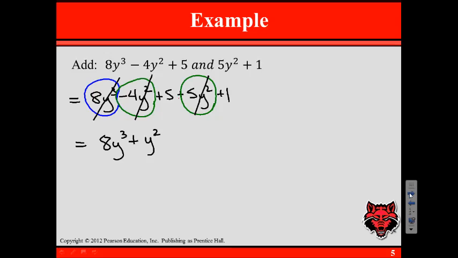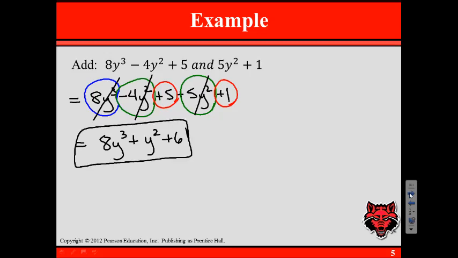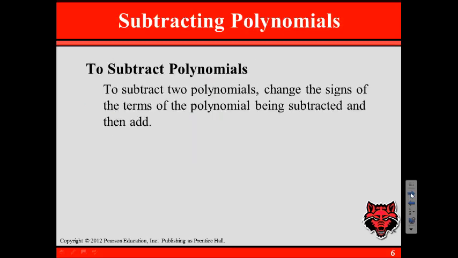As we continue, we have a 5, which is a constant term, a 1, which is also a constant term, and 5 and 1 will add together to give us 6. And at this point, we are finished. Similarly, to subtract polynomials, we will first change the signs of the terms of the polynomial being subtracted, and then we'll add the two polynomials together.